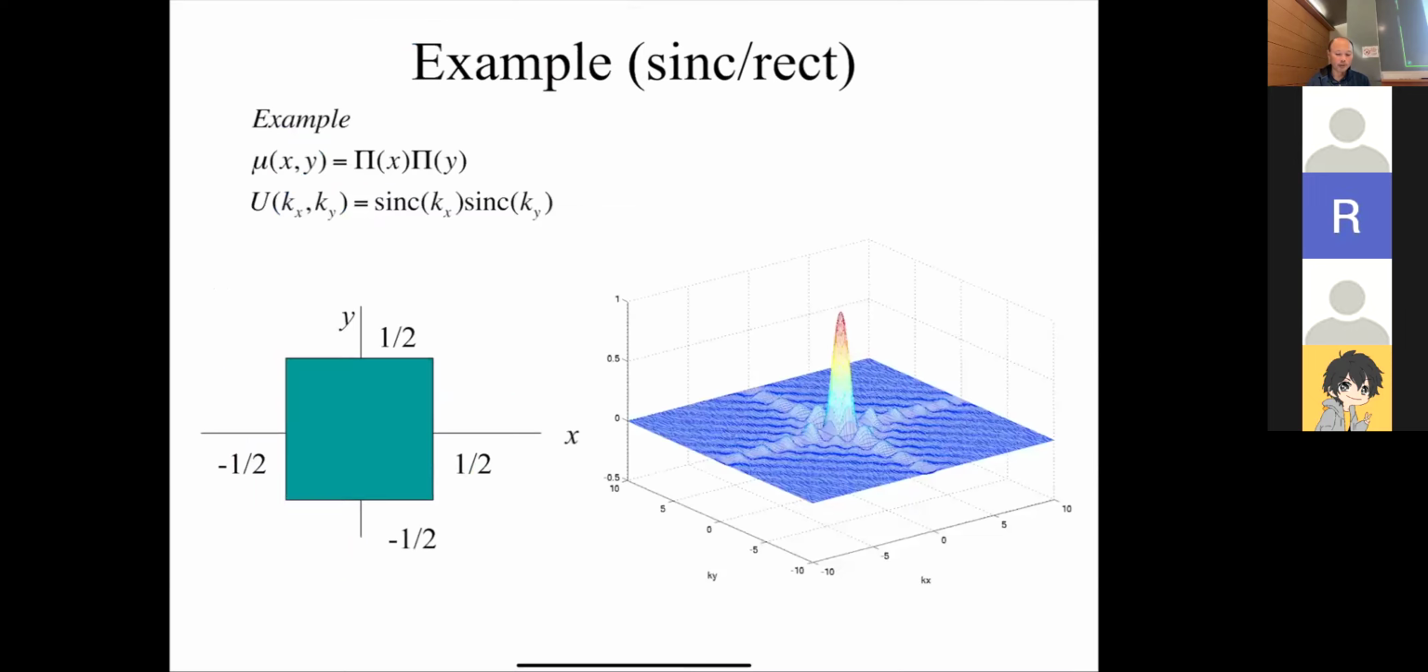Okay, so let's do some examples of that. For example, let's say my object was a rect function like this. Then we know the Fourier transform is a two-dimensional sinc function. If we did a similar pulse sequence, we'd be going through k-space line by line by line and collecting the data. So that's essentially what we expect to see.